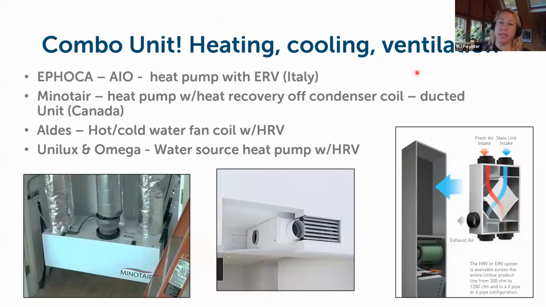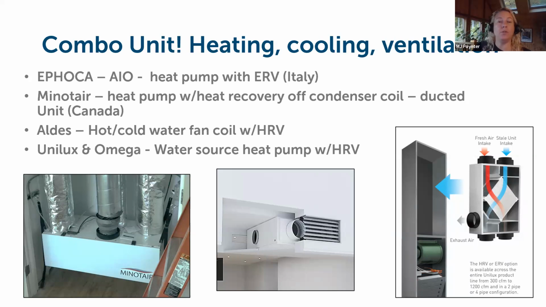The really exciting thing that we're seeing now is the combo unit, the one that's doing heating, cooling, and ventilating all in one. So the first one that we have seen installed in Vermont is this Minutair. It comes out of Canada, and it is a ducted system. You are bringing outside air in to do your ventilation as well as to do your condenser compressor. So there is no outside unit. Your heat rejection off your compressor and condenser is happening inside this box.